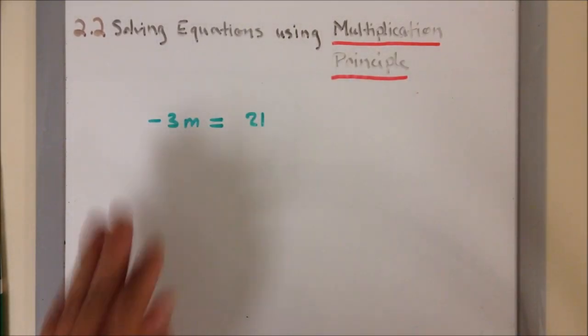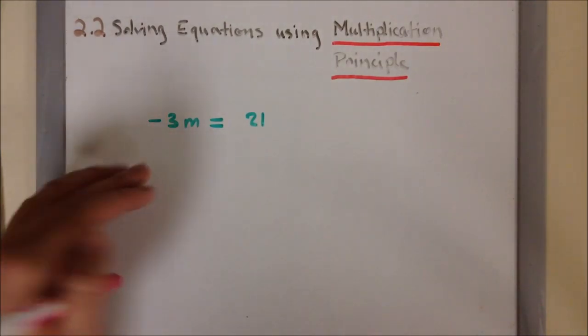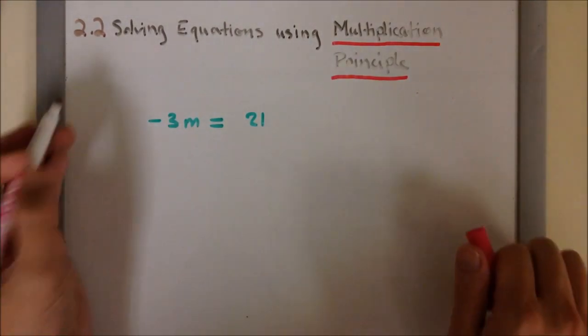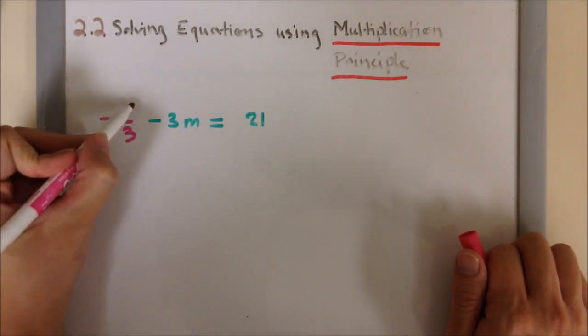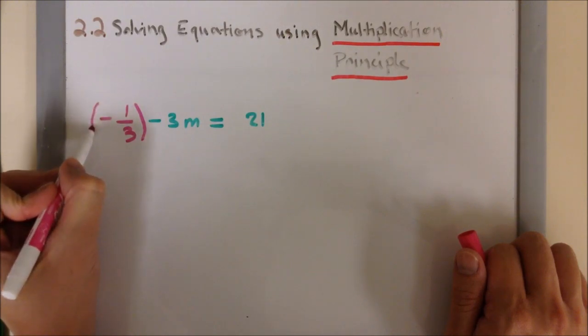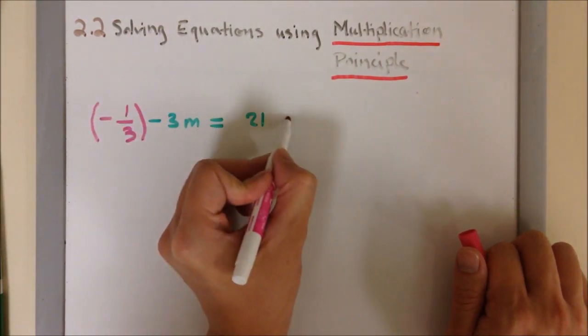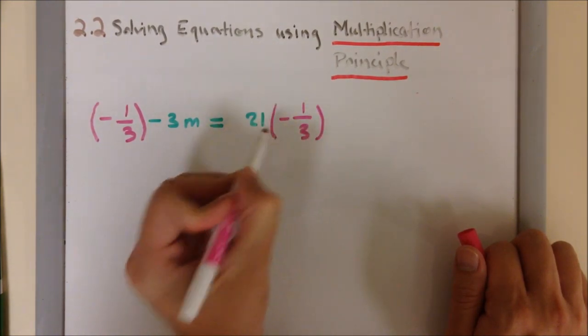Example 2, we have negative 3m equals 21. So in order to get m by itself, in order to isolate m, we're going to multiply the reciprocal of negative 3. The reciprocal of negative 3 will be negative 1/3. Since I multiply on the left side, to balance, I must multiply negative 1/3 on the right side.